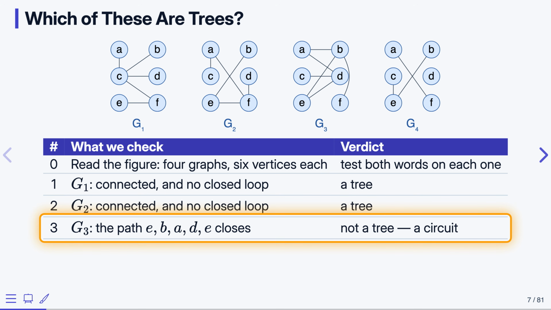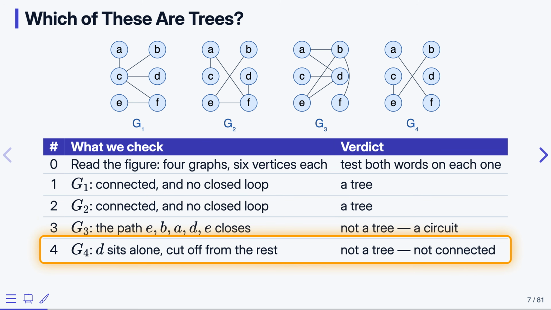Now G3. Follow the path E, B, D, and back to E. That path comes back to its start. It is a simple circuit, so G3 is not a tree. Last, G4. The dot D sits on its own with no edge at all. You cannot reach it, so G4 is not connected and it is not a tree.